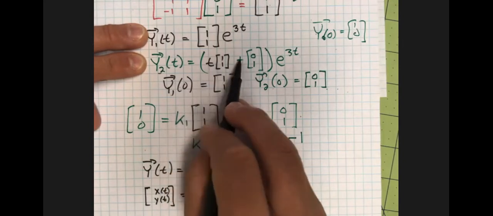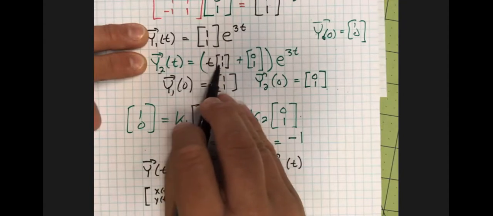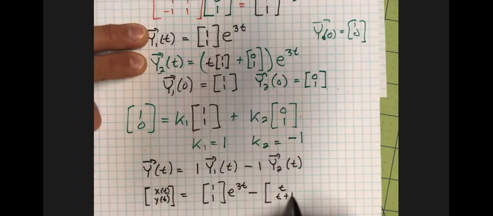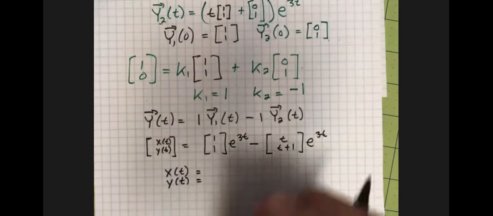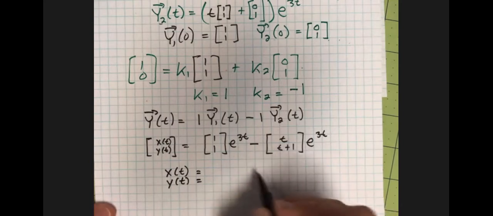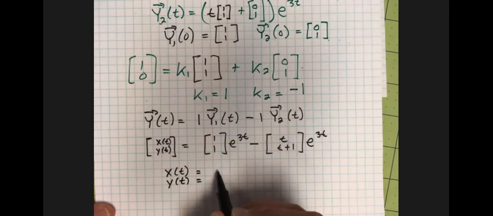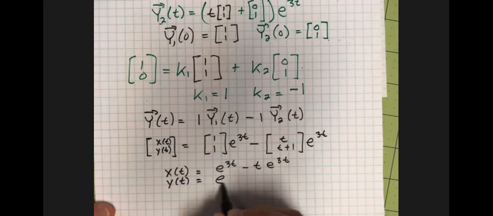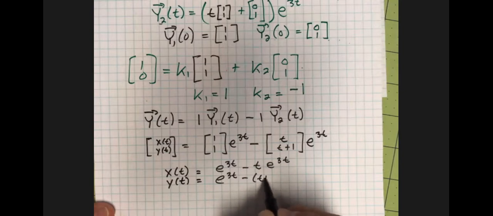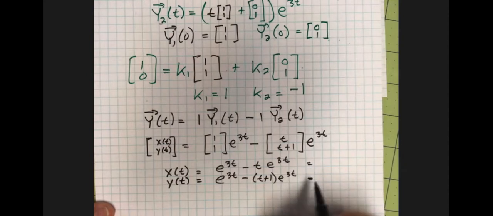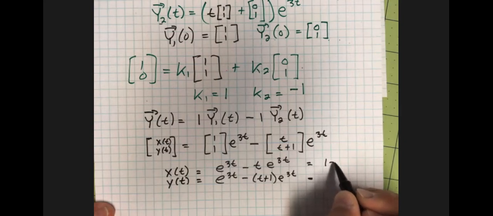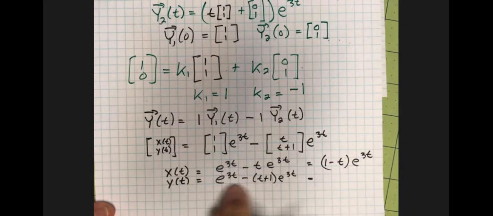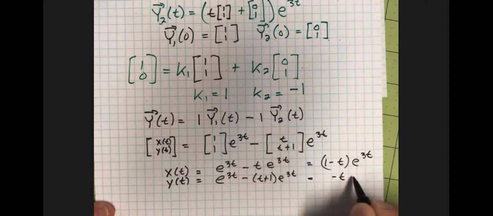What's this? t plus 0 and plus 1, also times e^3t. And the third way I could write it is by explicitly writing the x of t and y of t. The reason why I like this is I'm going to take it to Desmos to make an impression on you. So what's the x of t across the top row? e^3t minus t e^3t. What's the y of t across the bottom row? e^3t minus t plus 1 e^3t. Or if I simplify by factoring out the e^3t, 1 minus 1 minus t, is the negative t times e^3t.